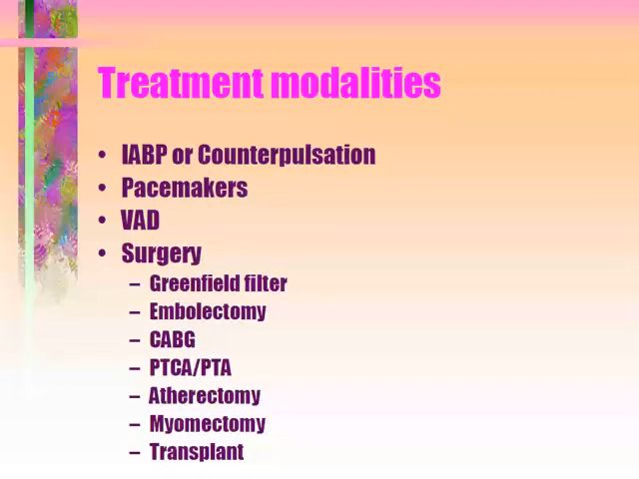A myomectomy is where they cut out part of the heart muscle, making the heart muscle smaller, and that has been shown to increase contractility. Remember Starling's law: when the heart is way too big and boggy, it doesn't contract well, where if you can make it a smaller chamber, it does contract well. And of course we have transplants, which we'll talk about in a little bit.